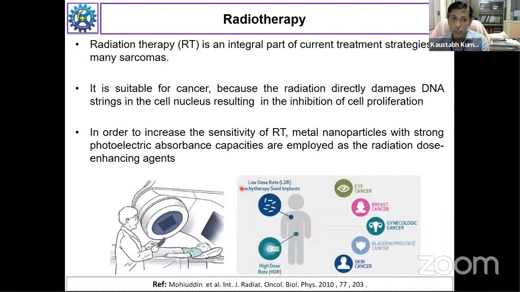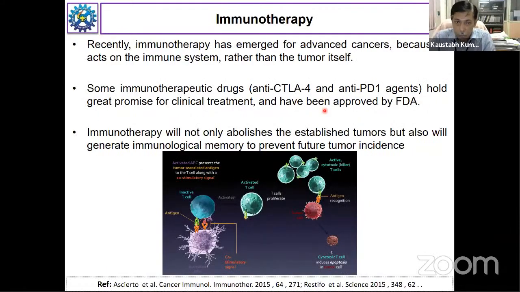I'm not going to discuss much about the conventional radiotherapy, but you can see that the conventional radiotherapy is utilized in the following types of cancer treatment. And now coming to the era of immunotherapy.